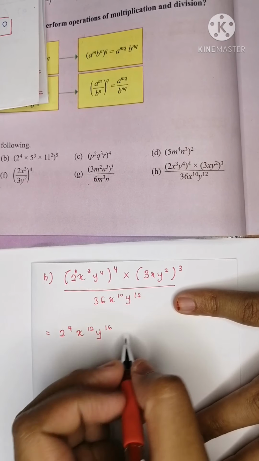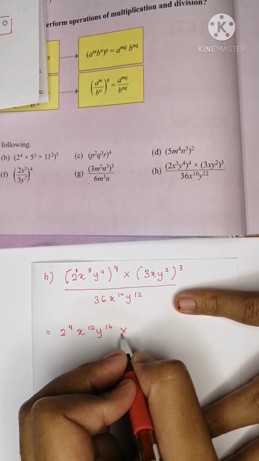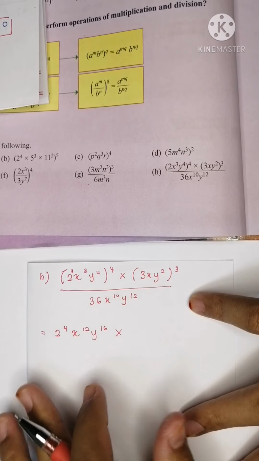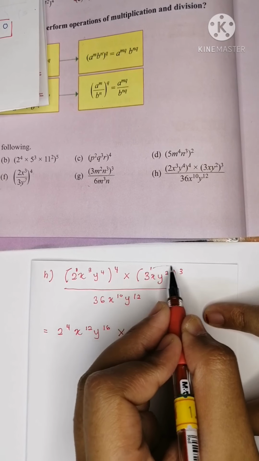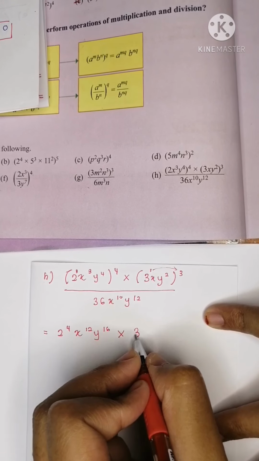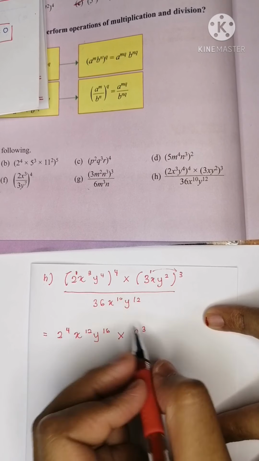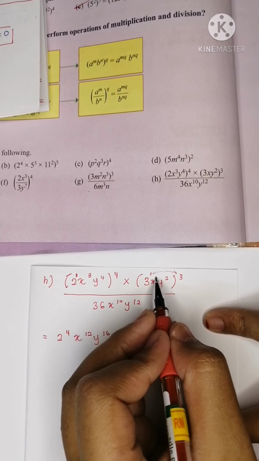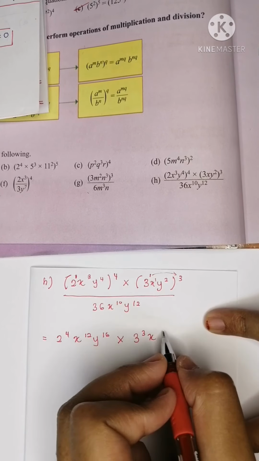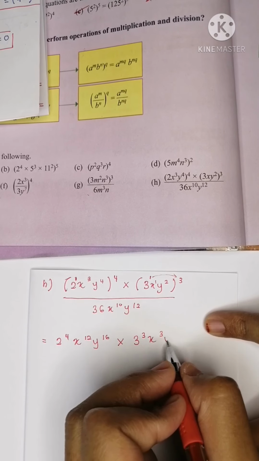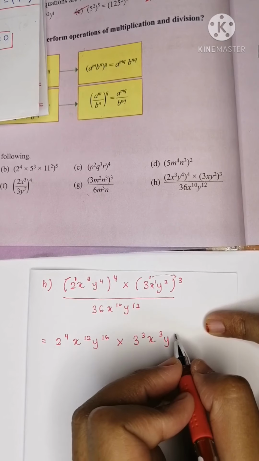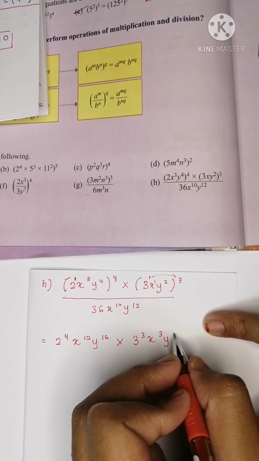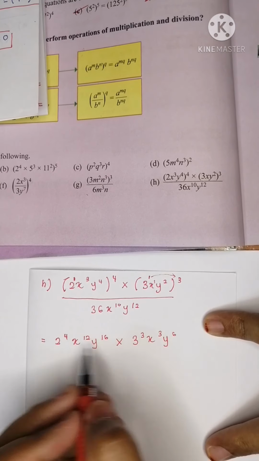Now multiply with this one. 3 to the power of 1 times 3, then you got 3 to the power of 3. For x, the power is 1, 1 times 3, you got 3. And then y, to the power of 2, you need to multiply by 3, 2 times 3, 6. Okay, done for the numerator.